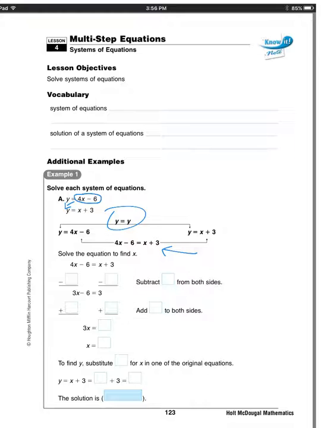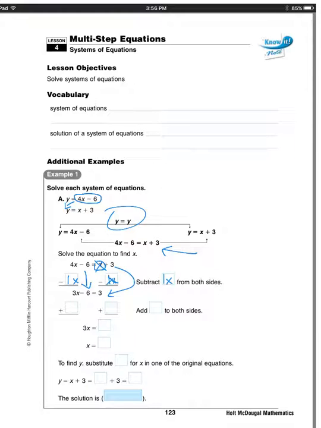In order to do that, we are first going to move the variable. Remember, we like to move the smaller variable if they're both positive to keep the variable positive. In this case, the x is smaller than 4x, so we're going to subtract 1x because it's positive on that right side. 4 minus 1 is 3. We bring our negative 6 down, our x's cancel out, and then we bring our 3 down.